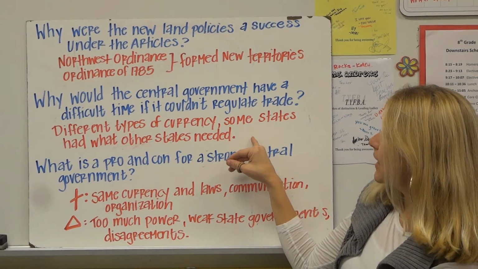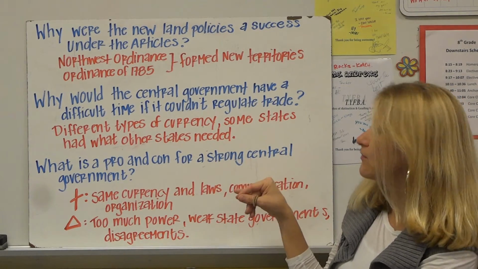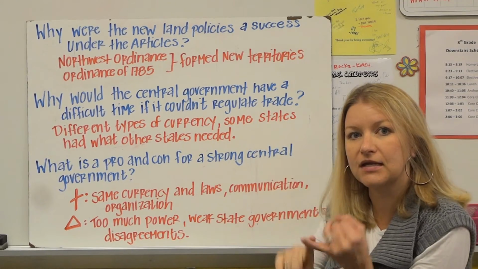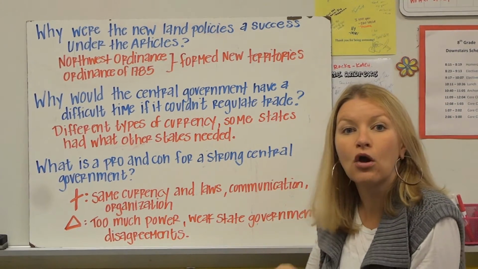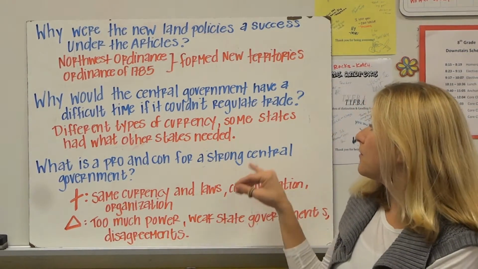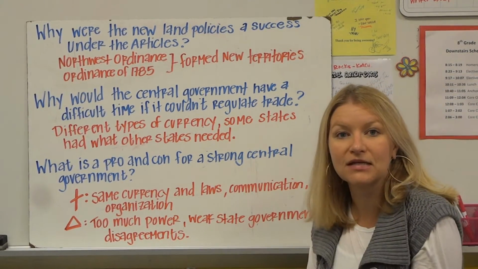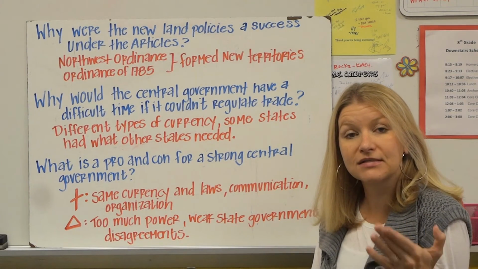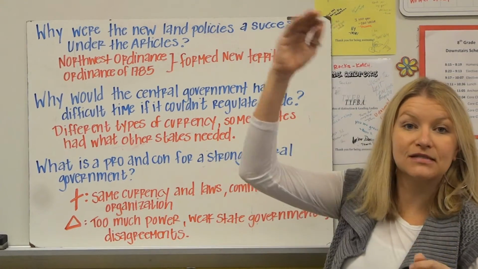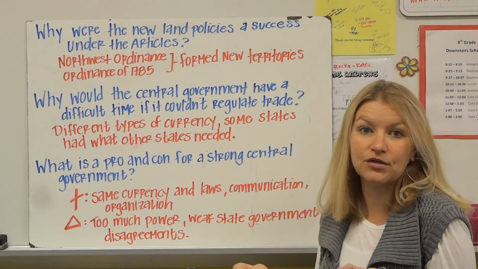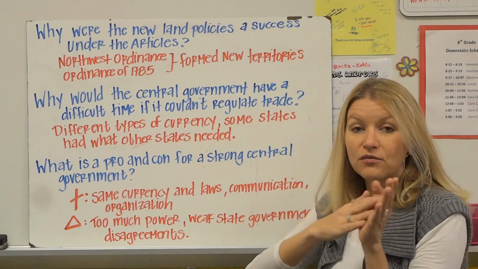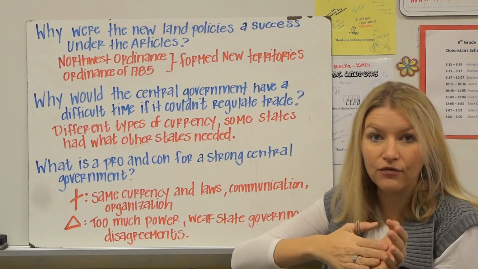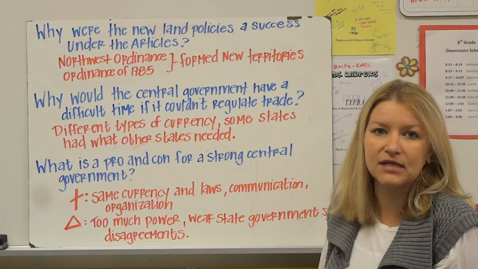Why would the central government have a difficult time if it couldn't regulate trade? We just talked about this. The problem with not having that ability to regulate trade is that each state had a different form of currency or a different form of money. Some of the states had what other states needed. So for example, North Carolina was a big cotton producing state, but the states in the north needed that cotton in order to manufacture their fabrics. So it was really difficult to figure out what we were going to do in order to trade that cotton from the south with the states in the north if we didn't have the same kind of currency.